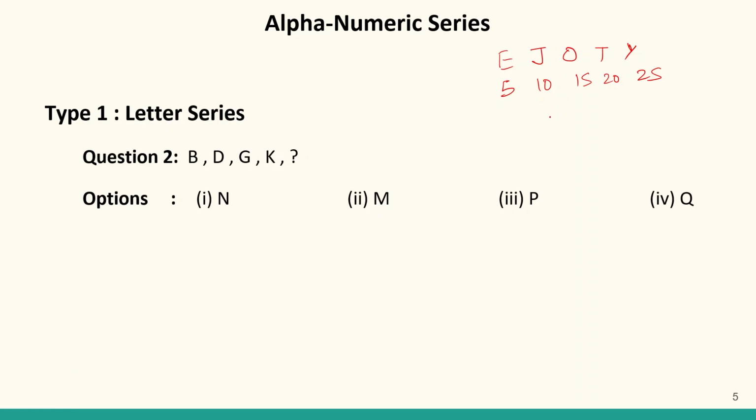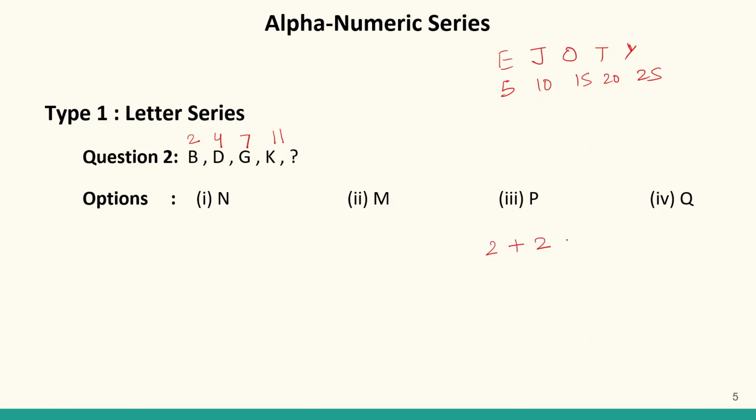Or what you can do, you can count it on your fingers also. Okay. So B is positioned at 2, D is positioned at 4, G is positioned at 7, K is positioned at 11. So this is different. Let us try to find out.